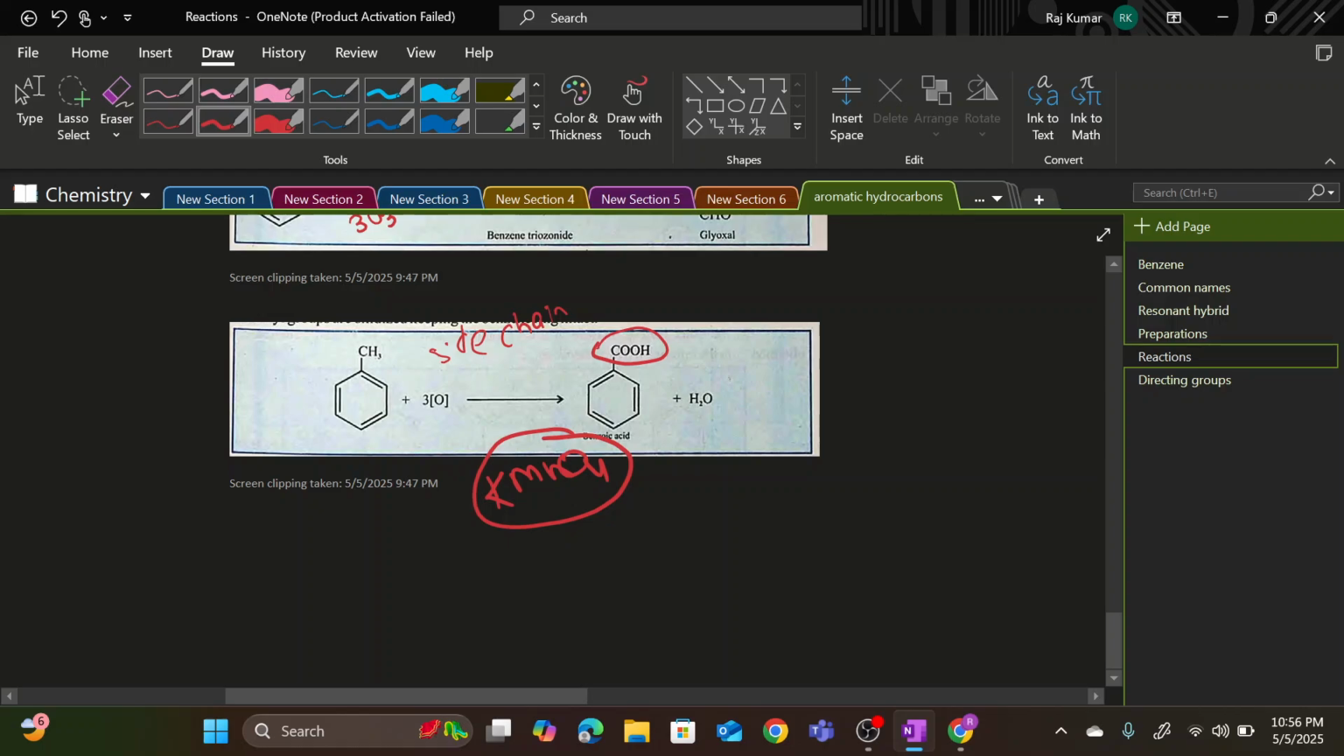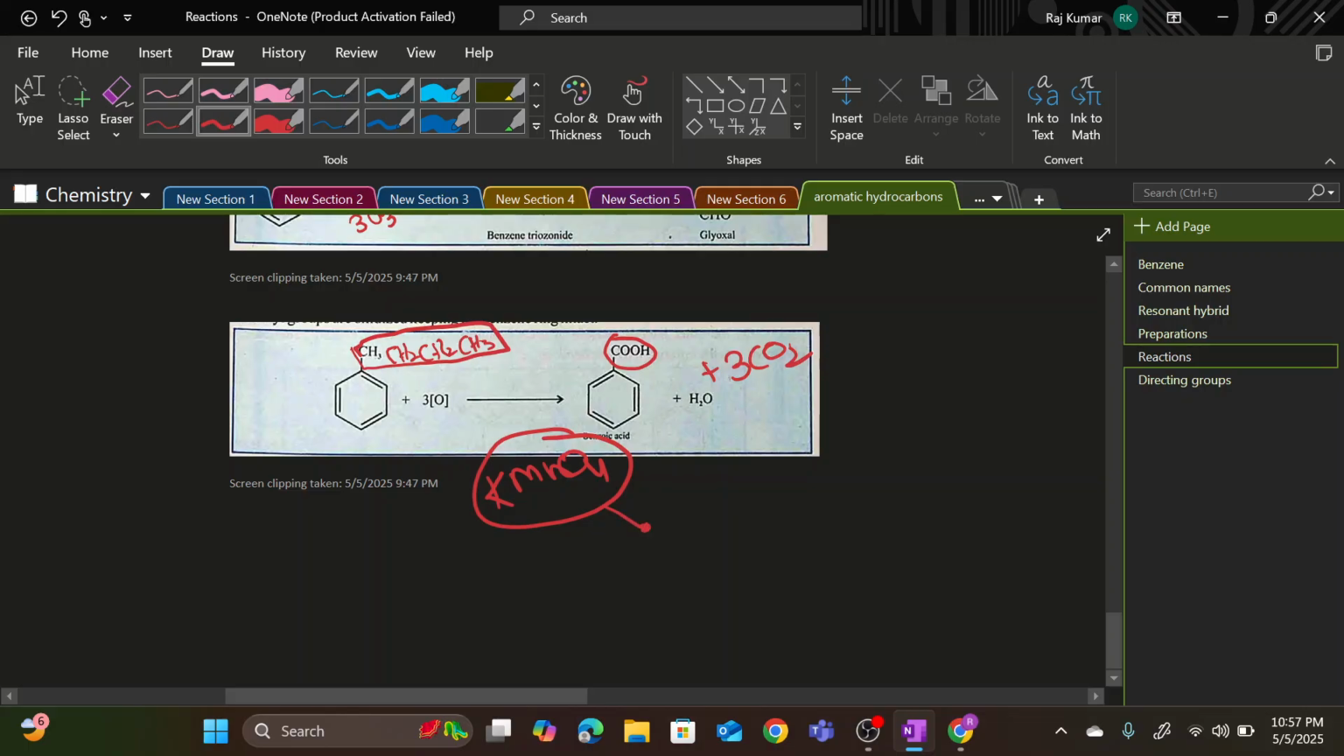Now, no matter what the length of the alkyl chain is, the number of carboxylic acids formed is 1. For example, instead of CH3, I'm having CH2, CH2, CH3. If I'm, let's say, having 4 carbon atoms attached to benzene, will it give me 4 carboxylic acids? It will not. It will only give me 1 carboxylic acid and 3 carbon dioxide molecules.